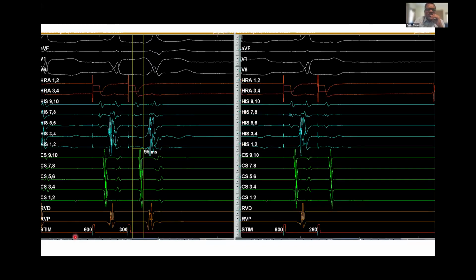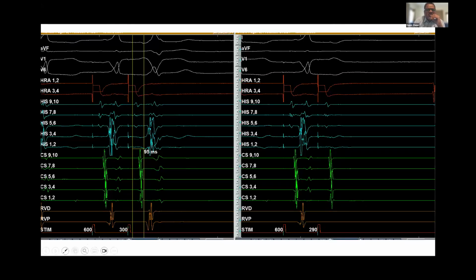When we do an EP study, we run a drivetrain in programmed electrical stimulation, and we give an extra premature stimulus. So the drivetrain is at 600 milliseconds, which is about 100 beats per minute, and we get a premature stimulus in the atrium, which is resulting in a ventricular activation. So the point to understand here is atrial activation is followed by ventricular activation, and this is ventricular pre-excitation. With the premature beat, there is more pre-excitation happening.